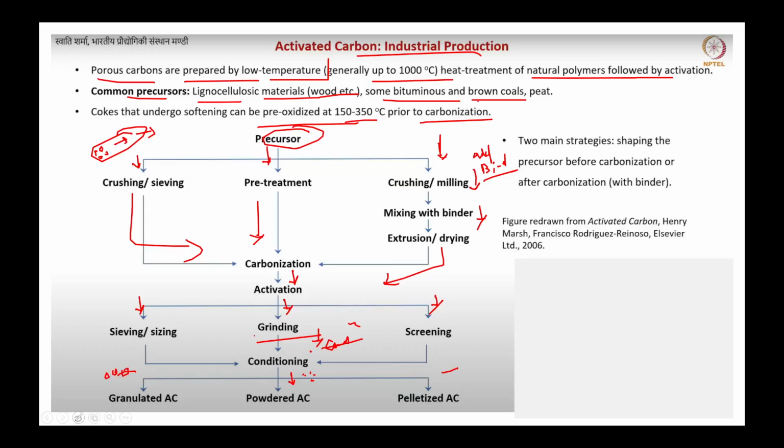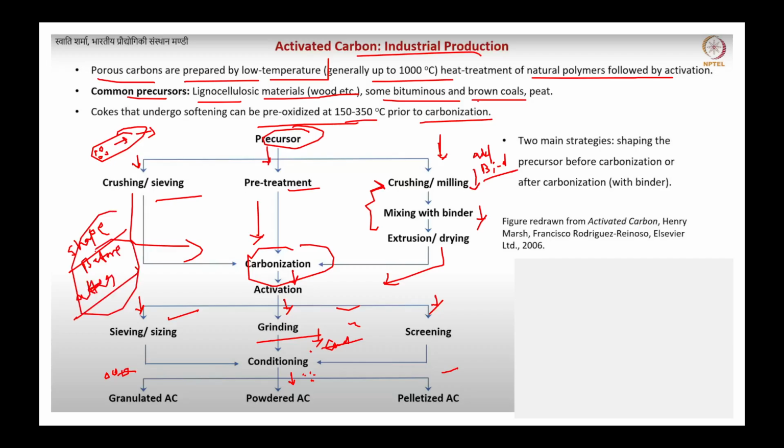So two main strategies that we need to apply here. The first is shaping the precursor. We have to give some shape before carbonization, using these techniques. And after carbonization also, we have to shape it, like grinding, screening, and sieving. So before carbonization and after carbonization, we have to give some shape. So this is required for the industrial grade production of your activated carbon.